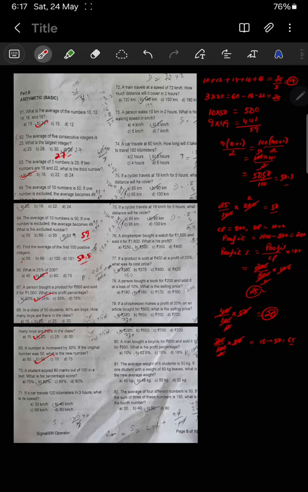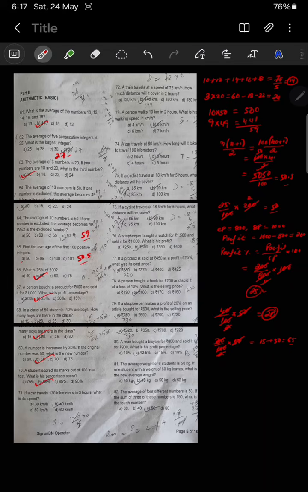Next, question number 70. A student scored 80 marks out of 100 in a test. What is his percentage score? So that is your 80% only. It is a very easy question. So option B is your correct option.